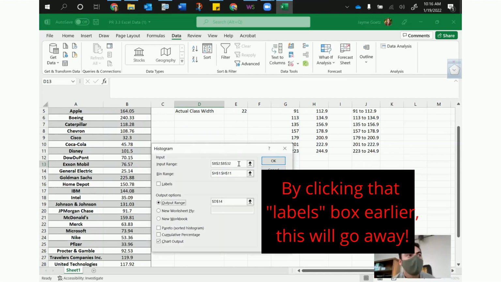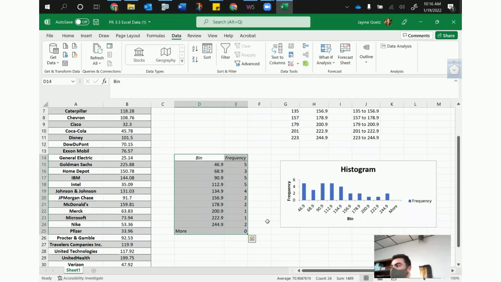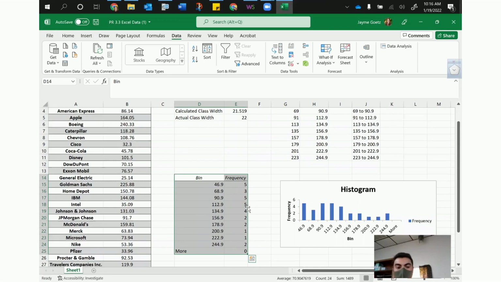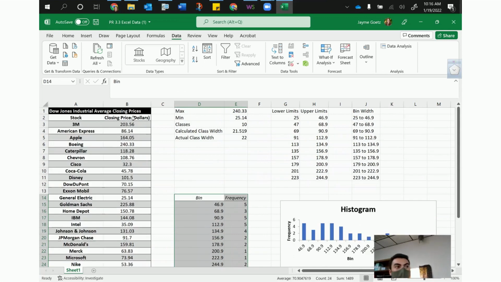Well, it shouldn't say that. If it did, here's what they need to do. If it did, they need to change it so it doesn't include the headers, closing price and upper limits. So reselect that data so it's only the numbers.